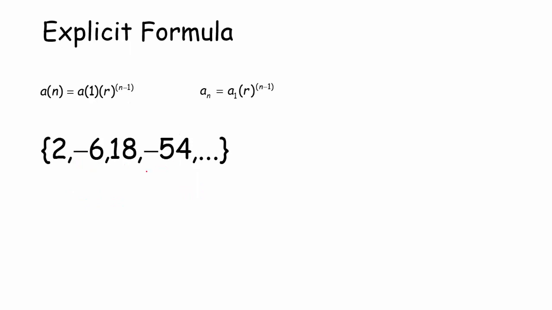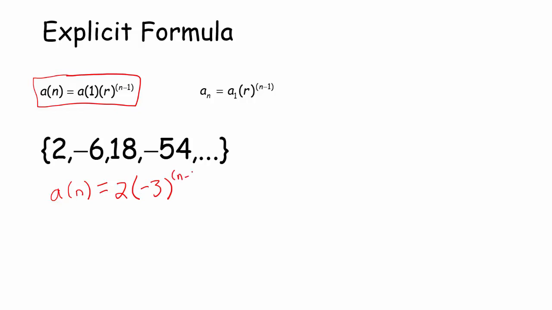So now let's try to write a formula in function notation for the sequence. So here's the explicit formula for a geometric sequence. a of n, that's just the name of the sequence. We'll just call the sequence a of n. So it's the first number in the list, which would be 2, times the common ratio, which in this case is -3, raised to the n minus 1. So there's an explicit rule for the sequence.